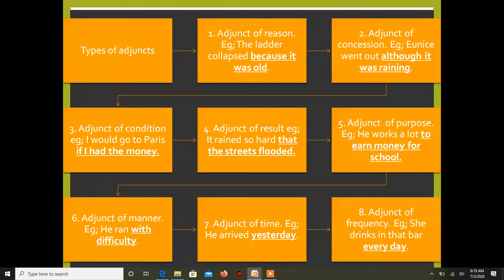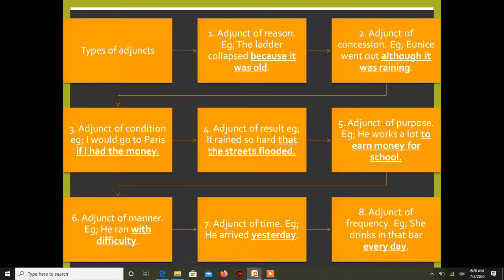We also have adjunct of concession. Example, Eunice went out although it was raining. Concession. Number three, we have adjunct of condition. Example, I would go to Paris if I had the money. Condition. What condition will I go to Paris? If I had the money. That is adjunct of condition.